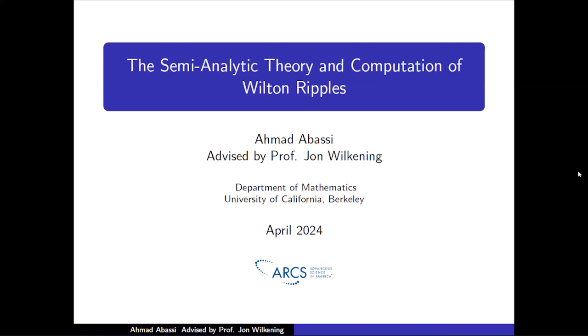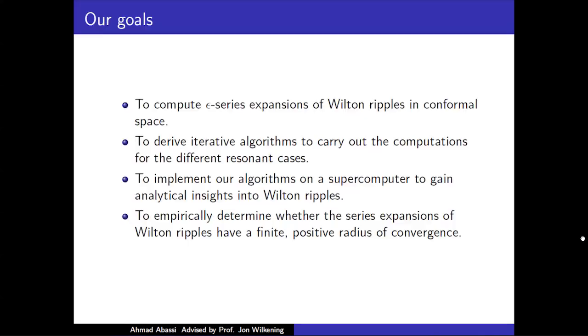Today we're going to talk about the semi-analytic theory and computation of Wilkening ripples. Our goals are to compute epsilon series expansions of Wilkening ripples in conformal space. To do so, we derive iterative algorithms to carry out the computation for the different resonant cases. Then we implement our algorithms on a supercomputer to gain analytical insights and empirically determine whether these series have a positive finite radius of convergence.